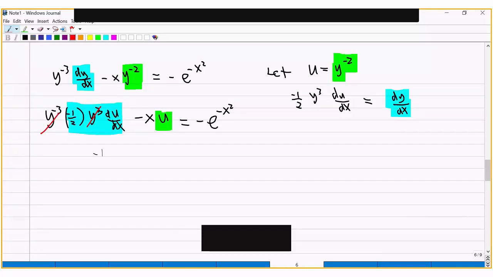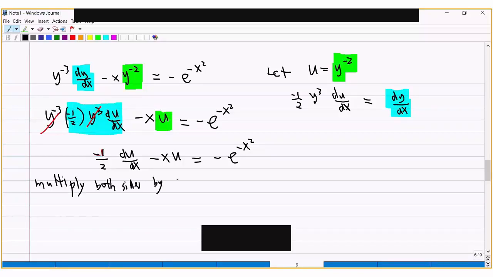Okay, so you get minus half of du/dx minus x times u equal to minus e power minus x squared. Now I multiply minus 2 to everywhere. Multiply both sides by minus 2, so that the number in front of du/dx is 1. So you get du/dx minus x times minus 2, you get 2x u.